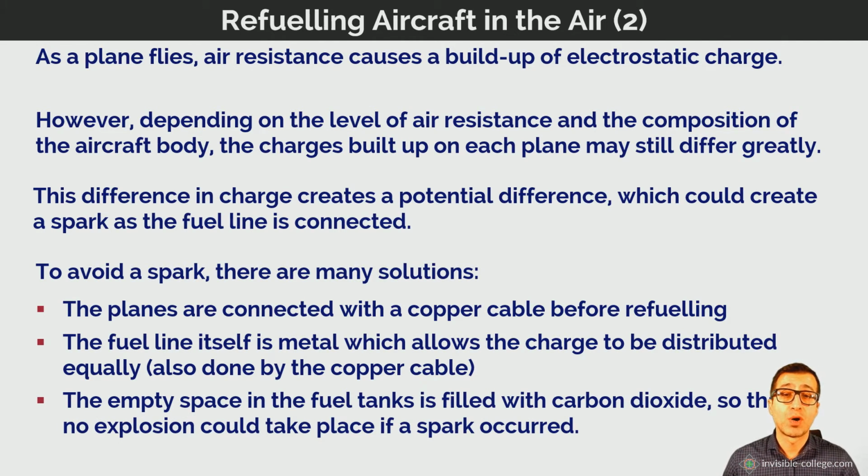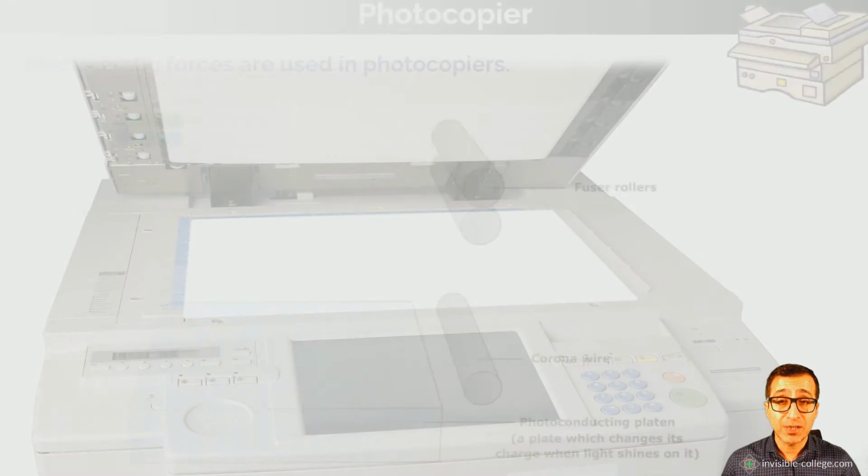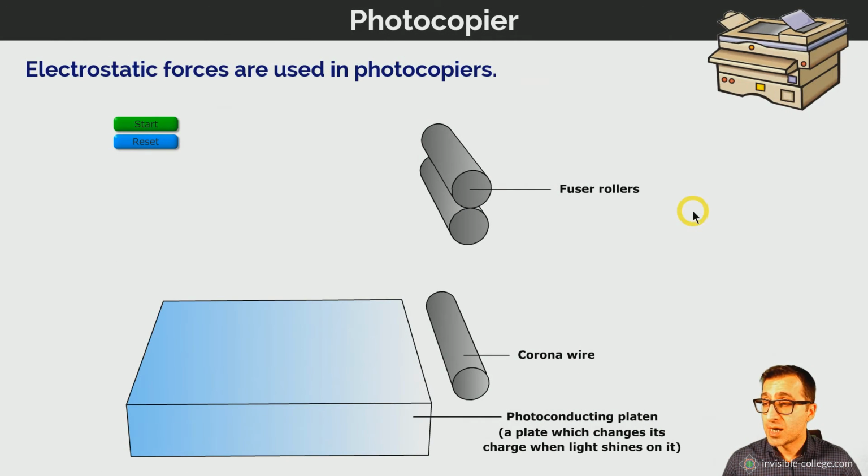Another common application of electrostatics is the photocopier. So let's have a look at the way the photocopier works. Now, electrostatic forces are used. What you have here are the various key parts of a photocopier. Now, photocopiers are quite complicated machines, but these are essentially the parts.